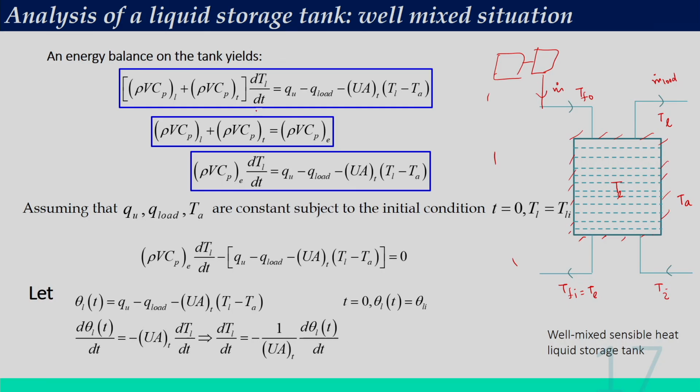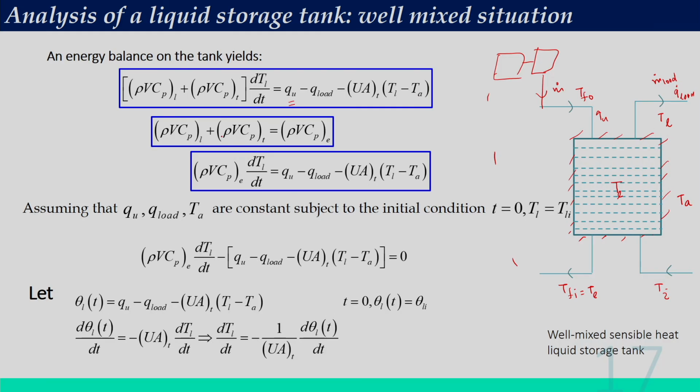Okay. So, dTL by dt, because this will vary with time, and then QU is the useful heat gain. So, this is QU, which is coming from the collector, and I can write this Q load, okay. When required we can collect it from the storage tank, and UA is the overall heat transfer coefficient, which is multiplied by the area of the tank, and TL is the temperature of the fluid, and Ta is the ambient temperature, okay.